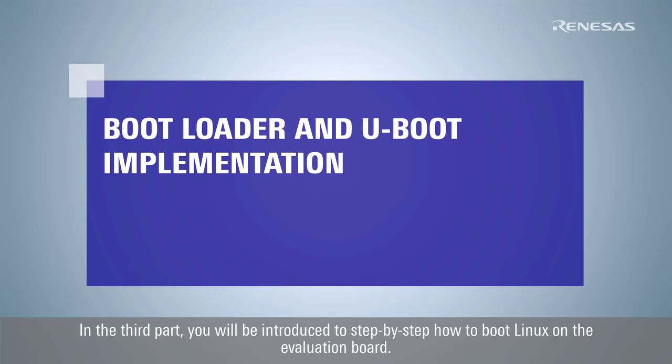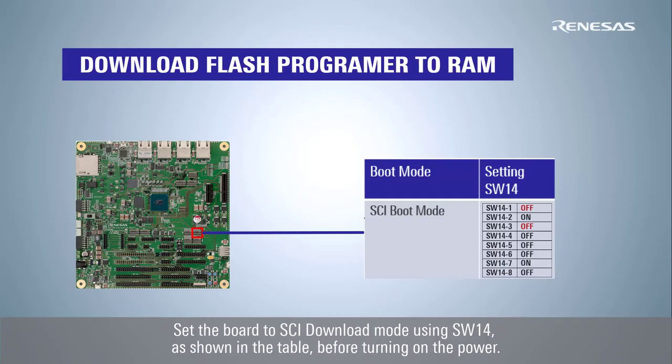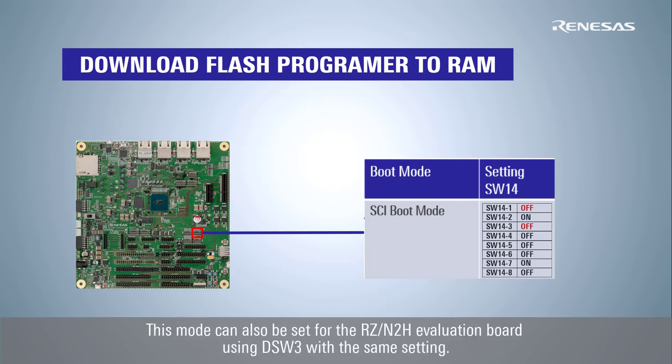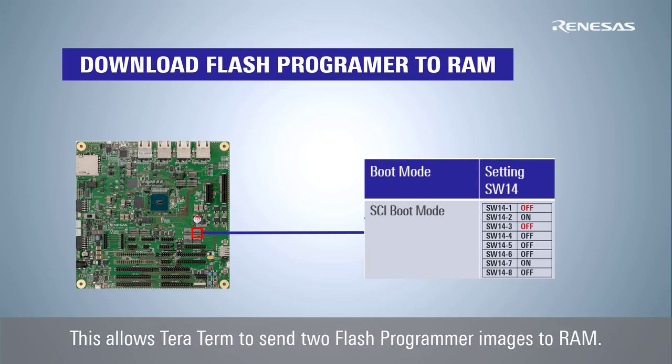In the third part, you will be introduced step-by-step to how to boot Linux on the evaluation board. Set the board to SCI download mode using SW14, as shown in the table, before turning on the power. This mode can also be set for the RZ N2H evaluation board using DSW3 with the same setting. This allows Tera Term to send two flash programmer images to RAM.